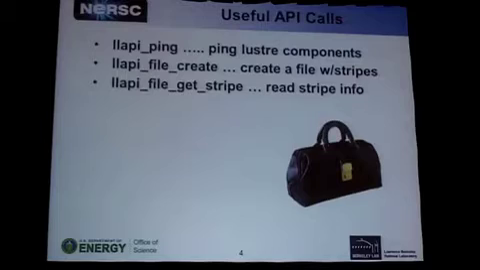Here's a couple of useful API calls. I don't know who's looked at the Lustre API, but it's huge. But there's a lot of stuff in there. So I picked 3 of them, and I'm going to show you some easy tests you can write with these 3 calls that'll help you find problems. And at the end, I'm actually going to show you some test cases.